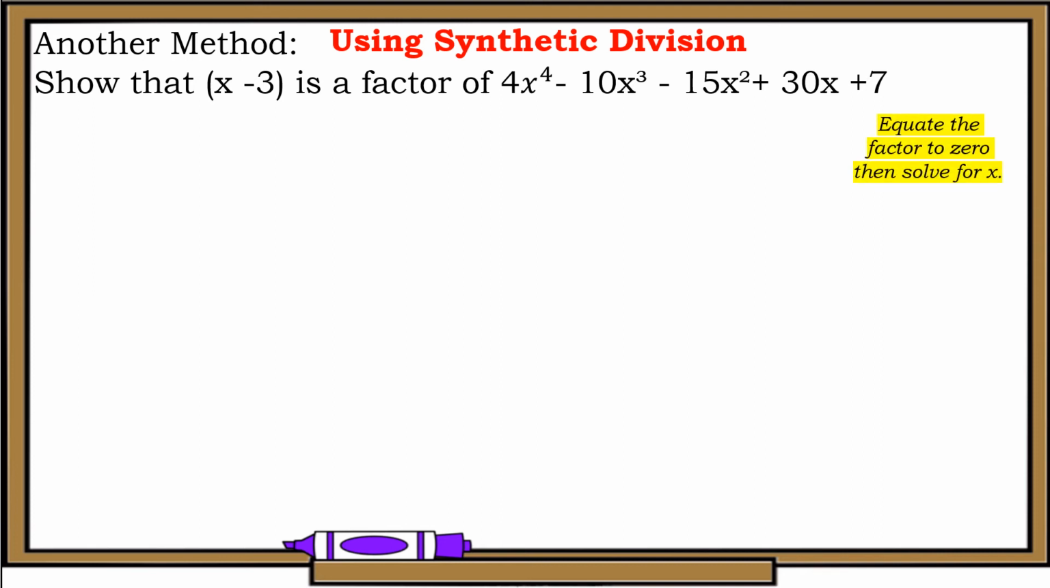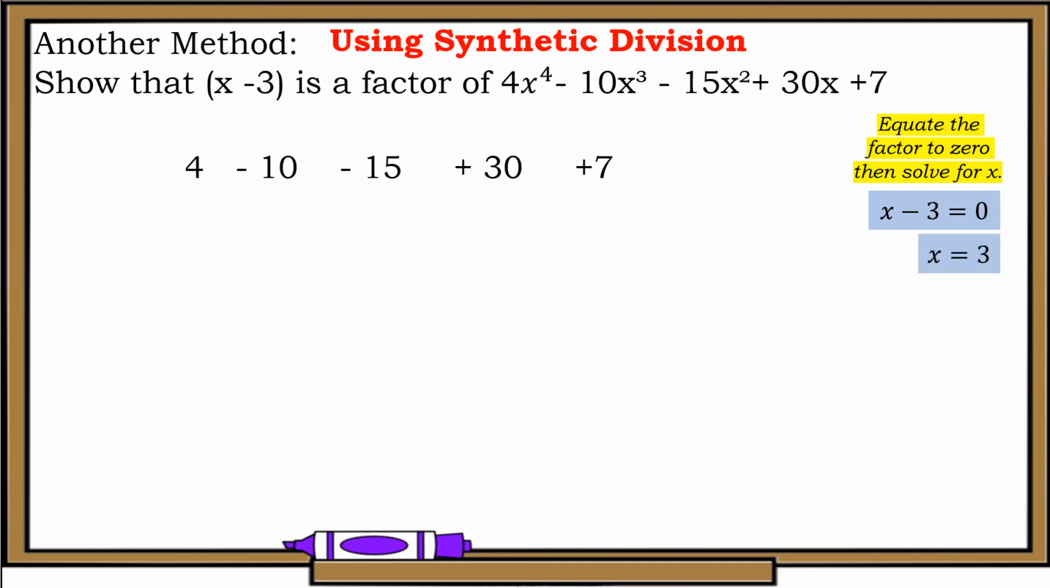Equate the factor to 0, then solve for x. Ang factor natin ay x minus 3, equal natin siya sa 0. Para makuha natin ang value ng x. X is equals to 3. Ayan. Isulat muna natin ang numerical coefficient ng dividend. 4, negative 10, negative 15, positive 30, and positive 7.